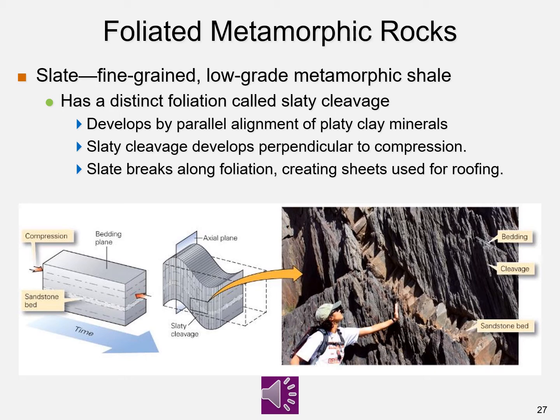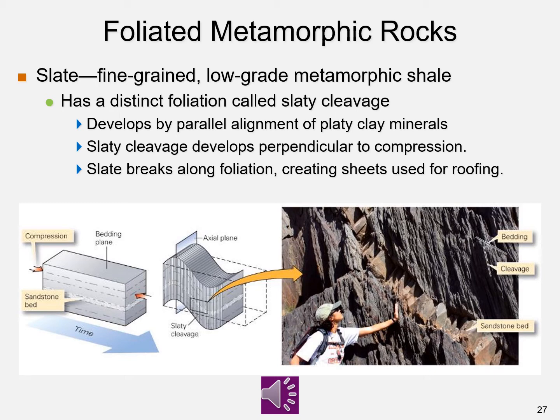Slate is the finest grained foliated metamorphic rock. It forms by metamorphism of shale or mudstone, rocks composed of clay, under relatively low pressures and temperatures. Slate contains a type of foliation called slaty cleavage, which allows it to split into thin sheets that make excellent roofing shingles, as we see in the figure on the right.